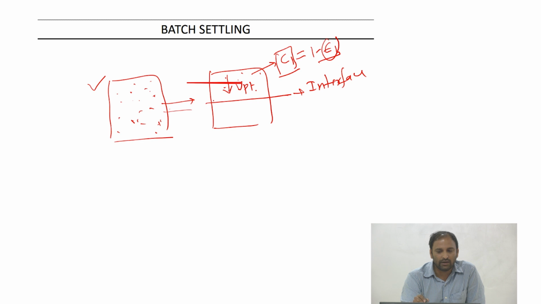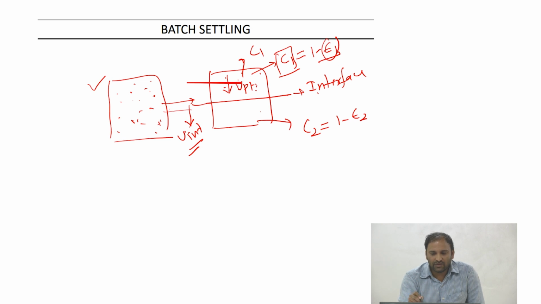As I observe the contents, I see a case where an interface is formed, a clear interface between two regions. In one region the concentration is C1, in the other the concentration is C2, which is 1 minus epsilon 2. Say your interface is moving down with velocity U_int, the interface velocity. If the particle settling velocity is U_P1 in the above region and U_P2 in the below region, I can think about a simple mass balance.